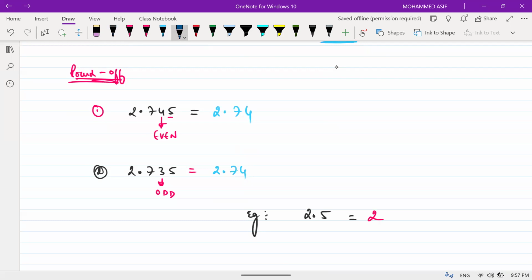Am I clear? 3.5. Anyone? 4. Very good. Because the last number is 5 and the preceding is 3. So if 3 is an odd number, increase that one by 1. So that will be equal to 4. Am I clear?